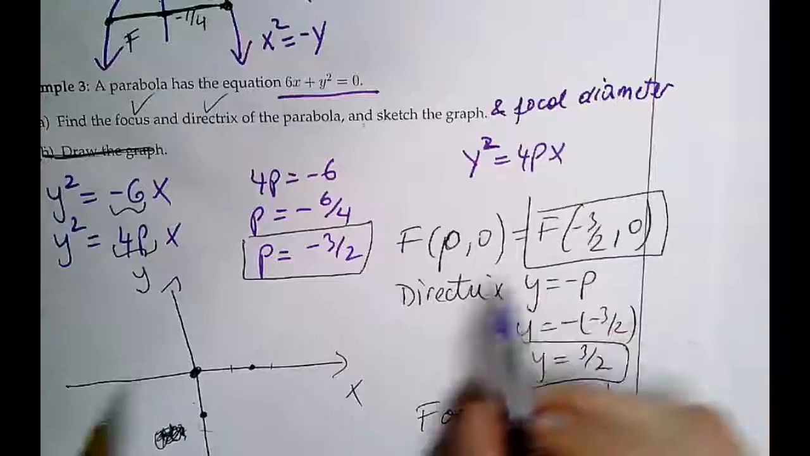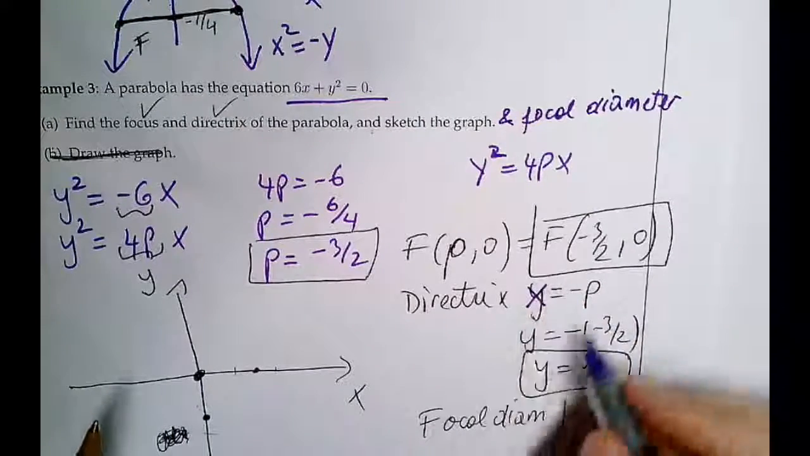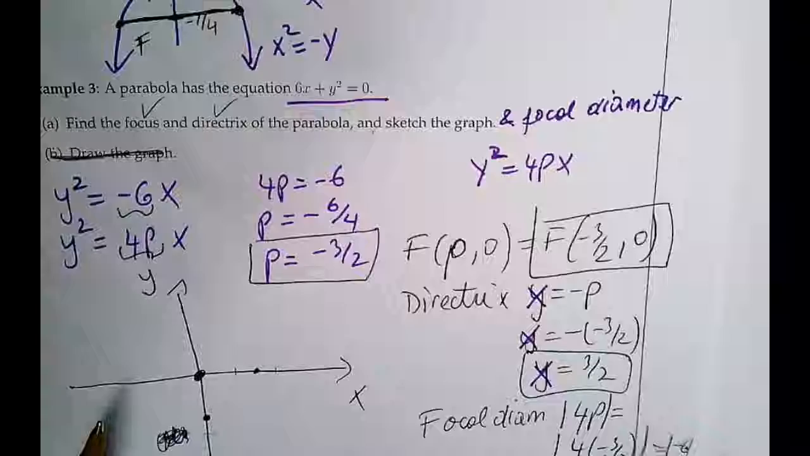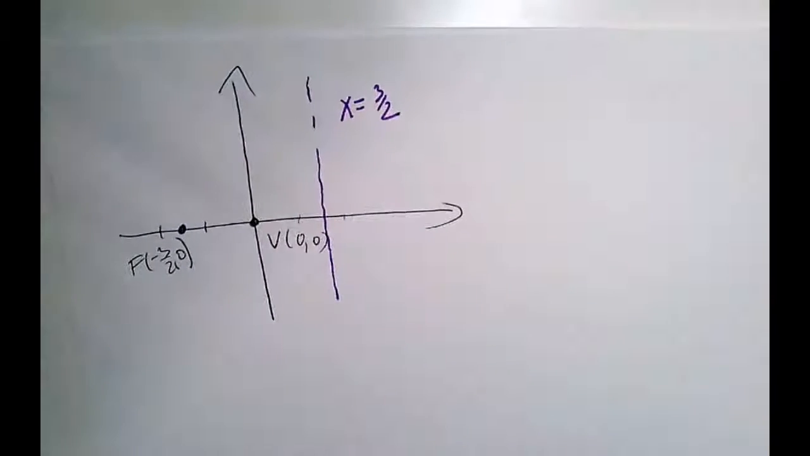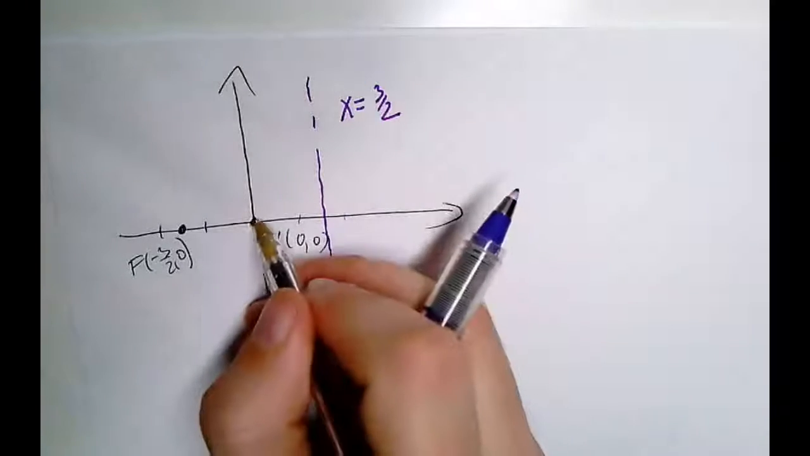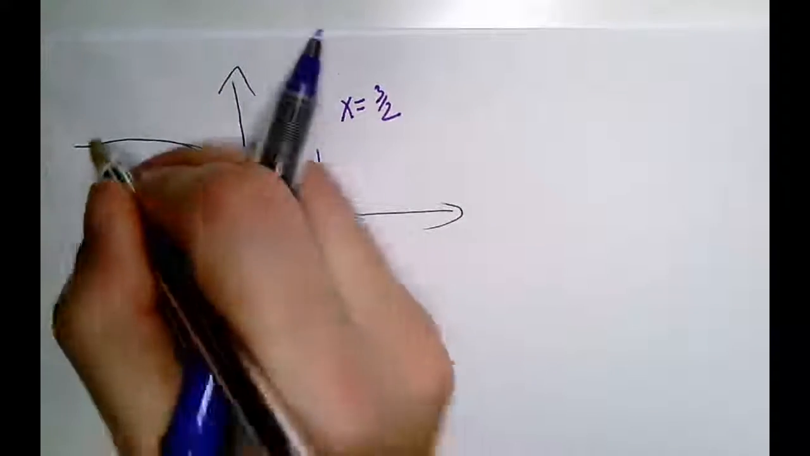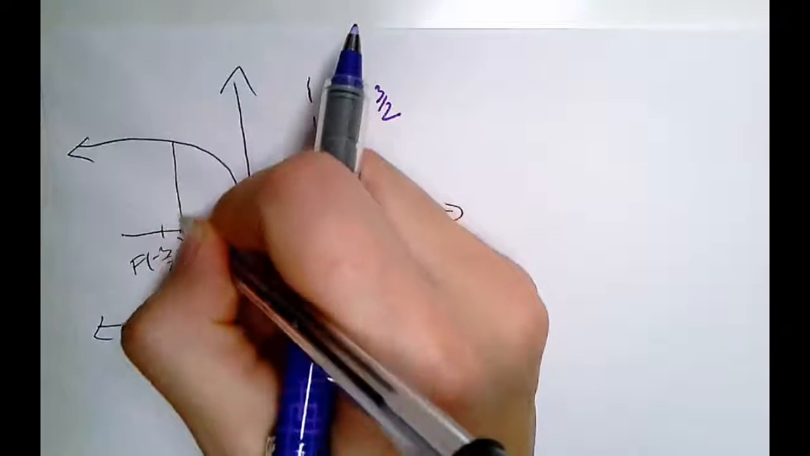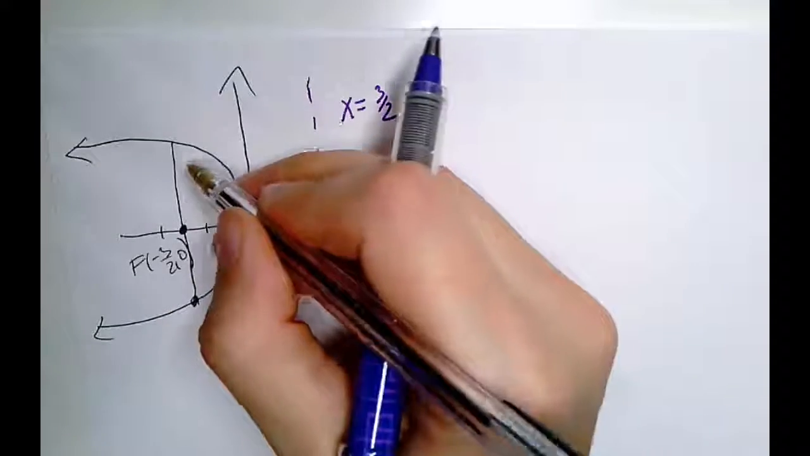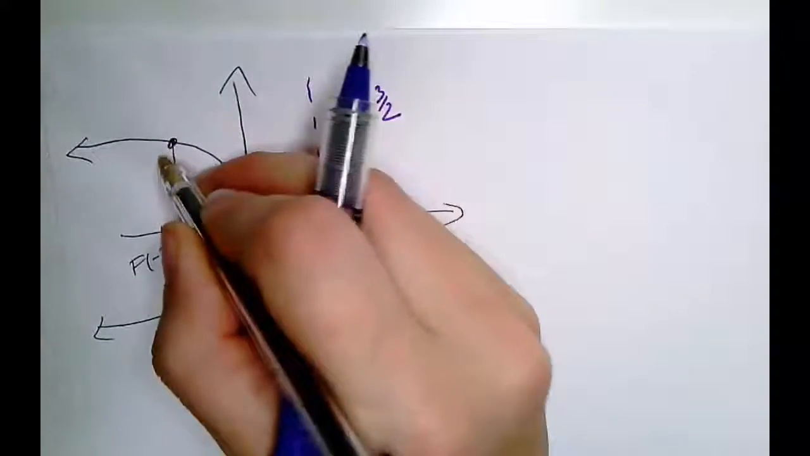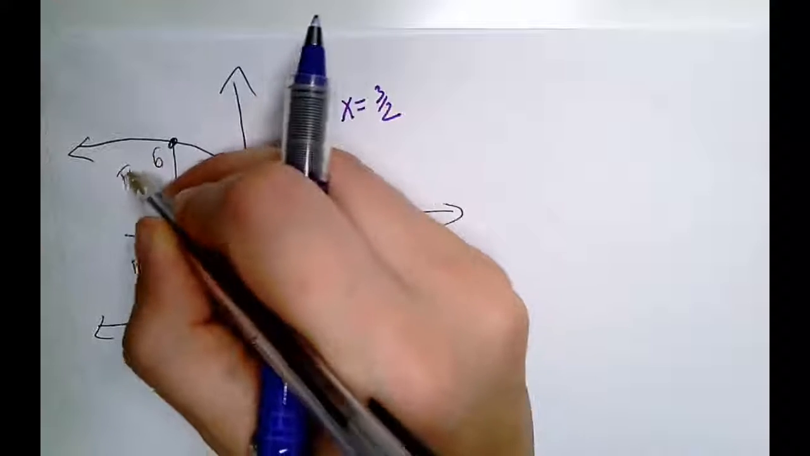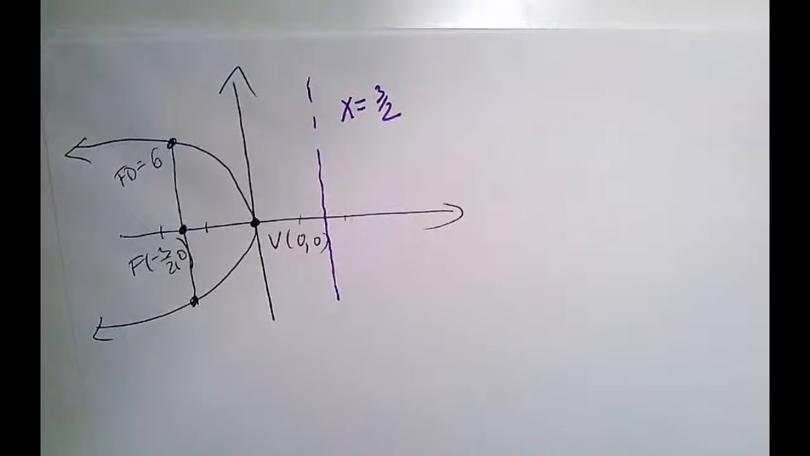So I'm going to fix this mistake right here. The directrix is going to be a vertical line in this case. So it's x equals 3/2. So many mistakes. All right, so since p is negative, this is a parabola opening to the left. So it's going to look like this. And then this distance, the focal diameter, from here to here is equal to 6. Focal diameter is 6.